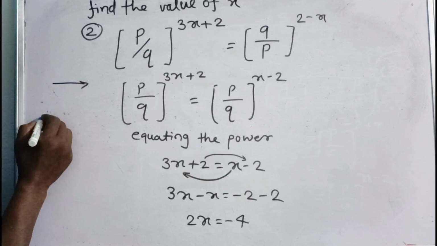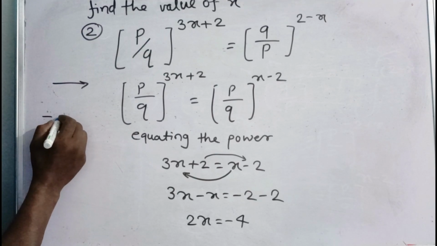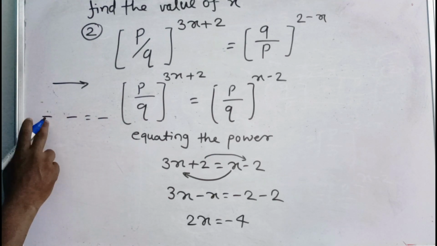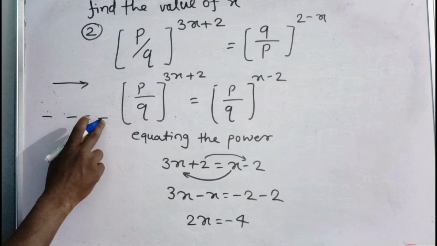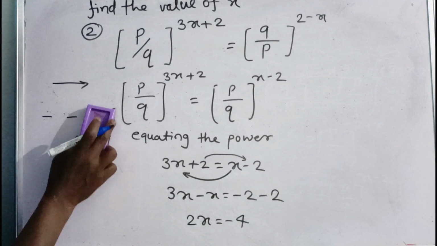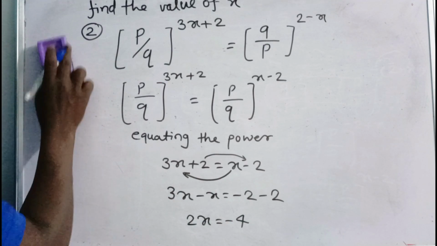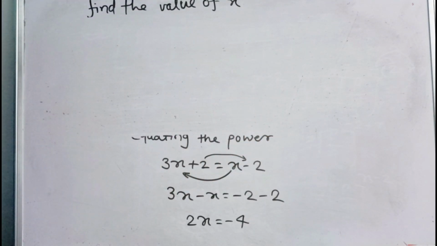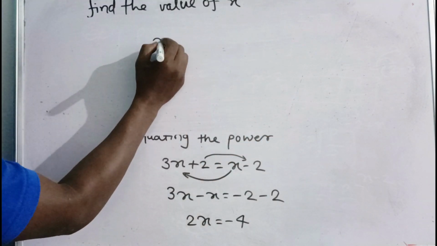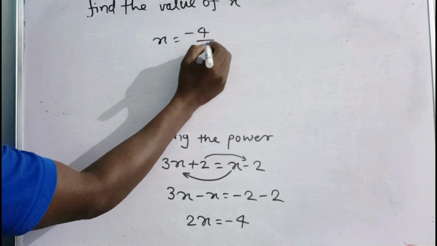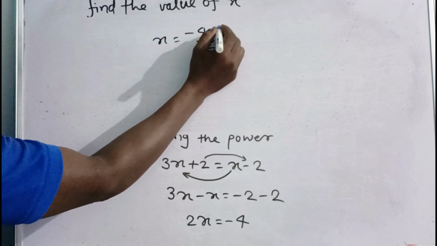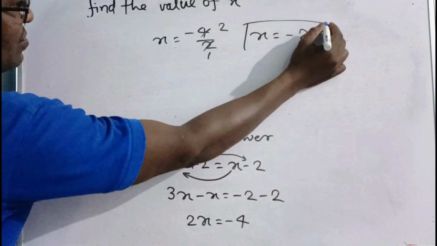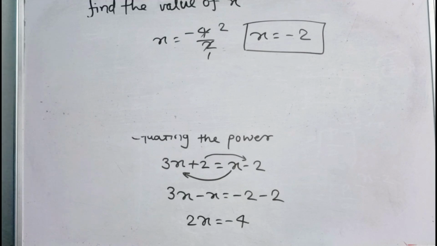ऐसा नहीं होता है. माइनस माइनस इज इक्वल टू ऑल्सो माइनस. एडिशन हो जाएगा, साइन वही आएगा. वो मल्टीप्लीकेशन में होता है माइनस इंटू प्लस, माइनस इंटू माइनस प्लस. नाउ x इज इक्वल टू -4 बाय 2. 2 * 2, 2 * 4. x is equal to -2. This is the answer.